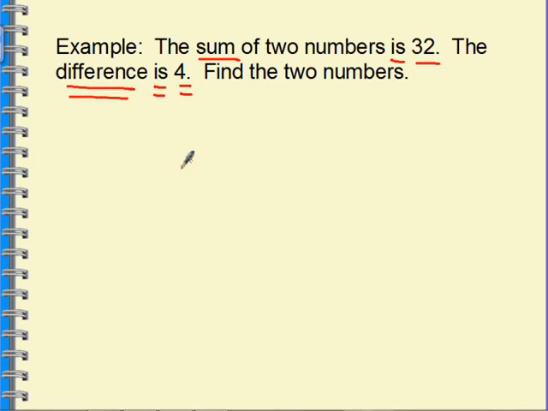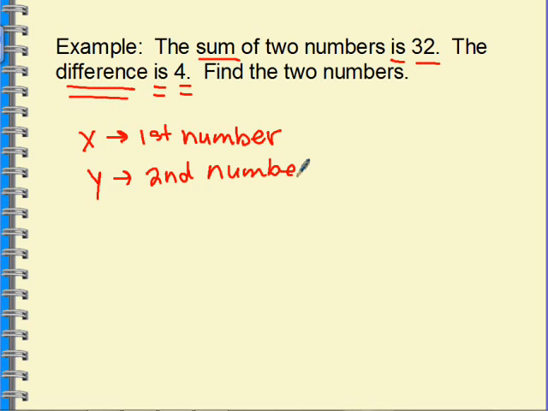Well, I don't know what these two numbers are, so I can just let x represent the first number. And since it's another unknown number, I can use y to represent the second number. There are a bunch of key words in that first sentence. The sum. What does that word sum mean? Addition. Of two numbers is, remember, is equals 32. So when I add these two numbers, these two unknowns, I get a result of 32.